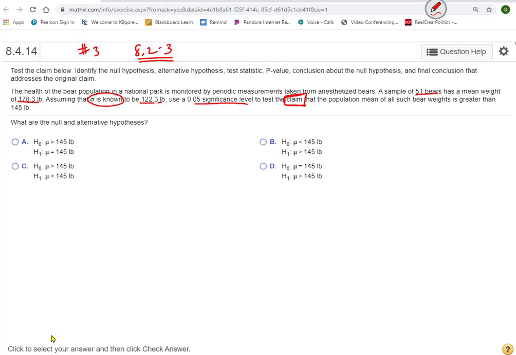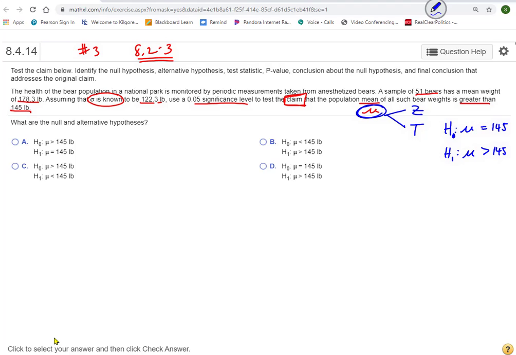That's always the first word you actually want to look for. That the population mean, mu, of all such bears is greater than 145. So we know that we're talking about mean, mu. That means we're either going to be using Z or T tests. The hypothesis is mu is greater than 145. So then the null hypothesis is just equal to 145. Remember that the null is always equal to, and the other words come from the problem.